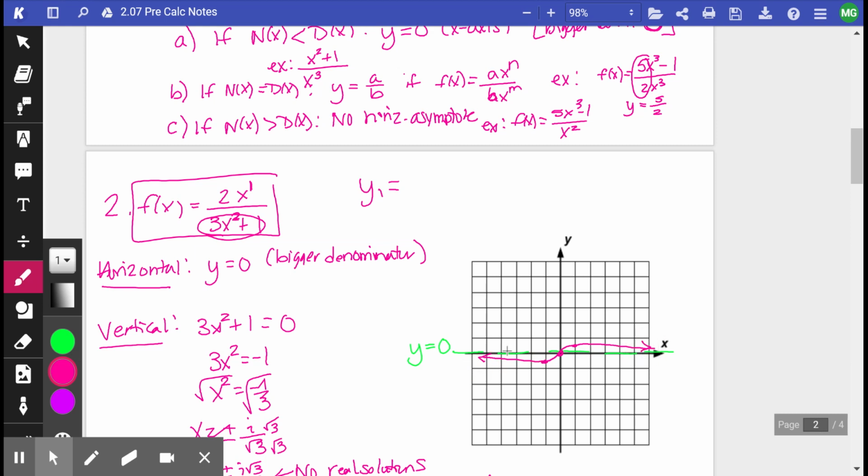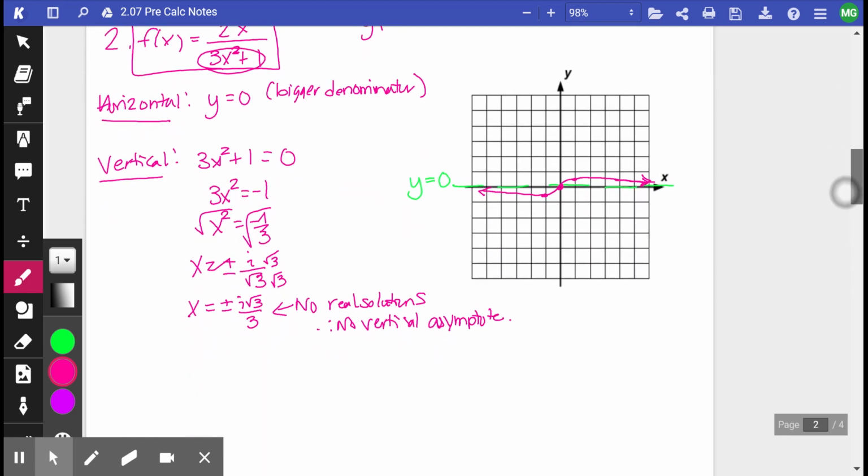So as x approaches negative infinity, going to the left, our y value is getting closer and closer to 0. If we go as x approaches positive infinity, our f of x is also getting closer and closer to 0.